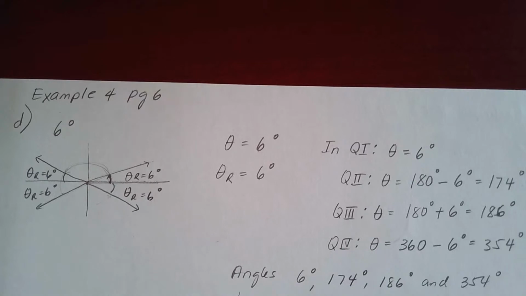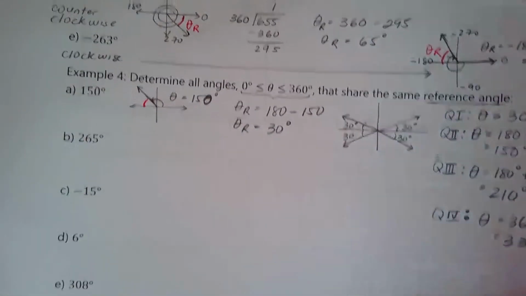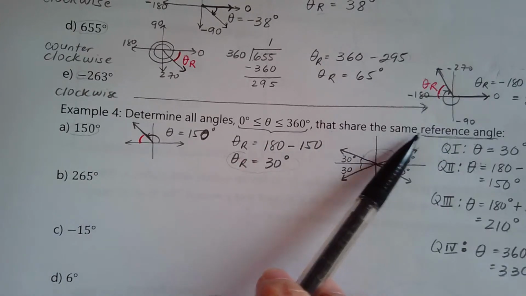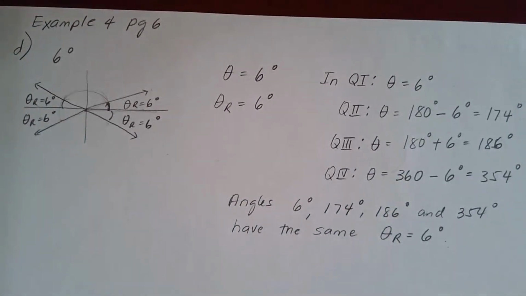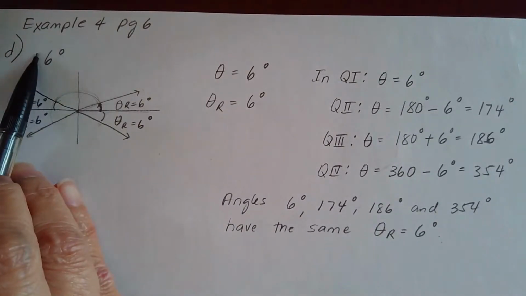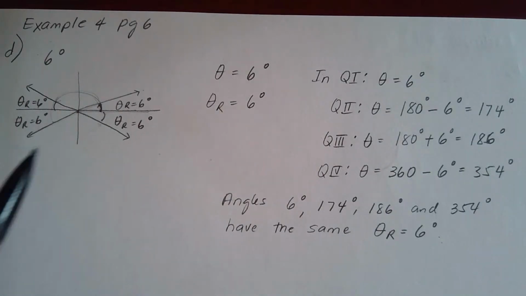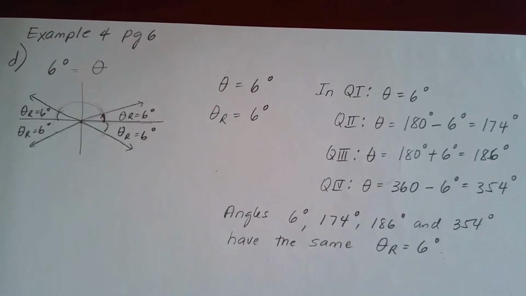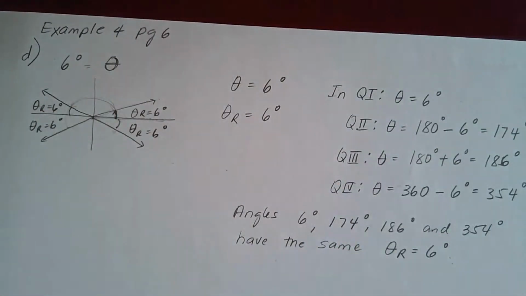I'm just going to put it up here so that you can see the question. Okay, so the question is, determine all angles between 0 and 360 degrees that share the same reference angle. So we talk about referencing. Okay, so this is 6 degrees. Now, because it's 6 degrees, that's our angle in standard position.